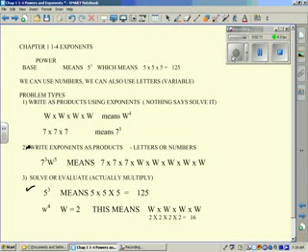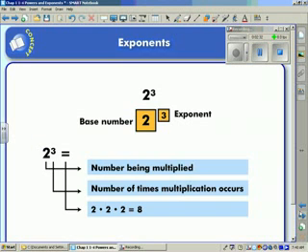Or I might give you a variable, W to the fourth power. But I'll tell you that W in this example is a 2. That means W times W times W times W. You replace the variable with the number 2. So you would have 2 times 2 times 2 times 2, and that is 16. The big thing that you have to remember is write it out so you actually get the answer you're looking for.